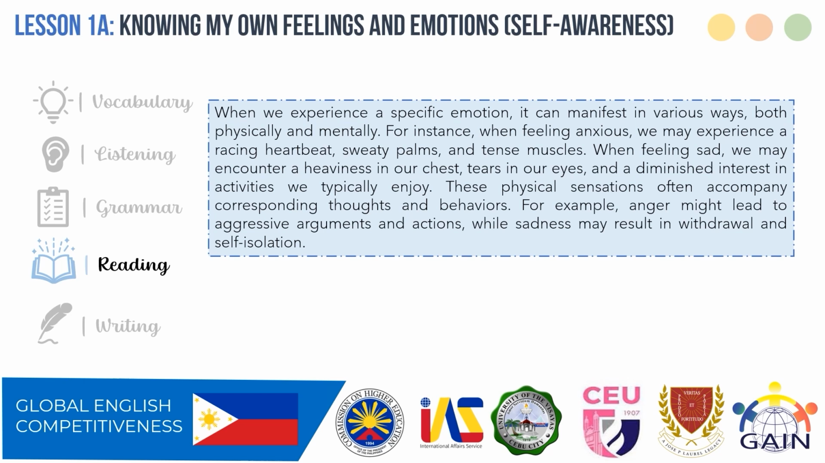When we experience a specific emotion, it can manifest in various ways, both physically and mentally. For instance, when feeling anxious, we may experience a racing heartbeat, sweaty palms, and tense muscles. When feeling sad, we may encounter a heaviness in our chest, tears in our eyes, and a diminished interest in activities we typically enjoy. These physical sensations often accompany corresponding thoughts and behaviors. For example, anger might lead to aggressive arguments and actions, while sadness may result in withdrawal and self-isolation.